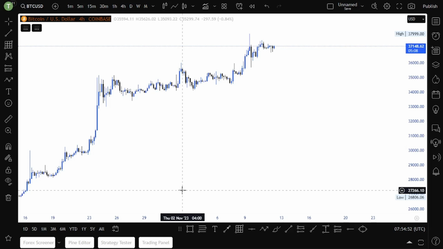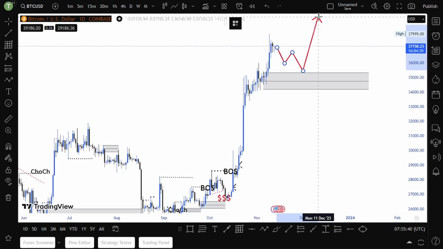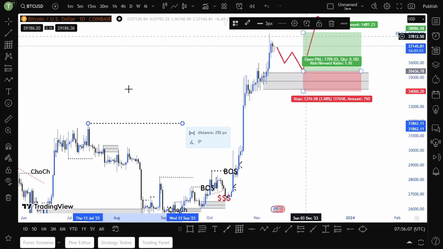If you get a pullback, it could be at this demand zone, and that is where we would be entering our buy, because as you can see, Bitcoin is extremely bullish now. We already got a break of structure. This is the break of structure that you got already. So that is my view on Bitcoin, guys. I don't have too much on Bitcoin.